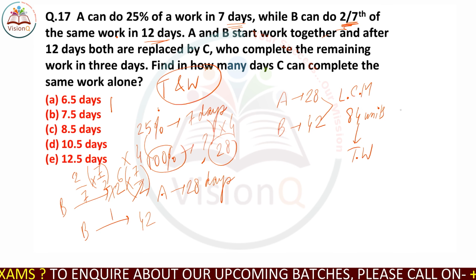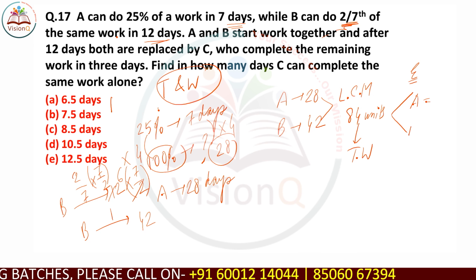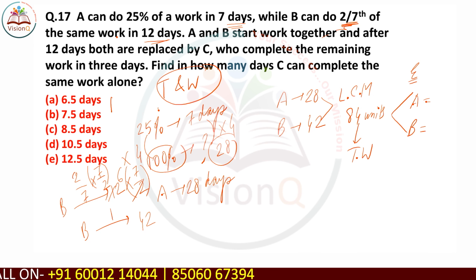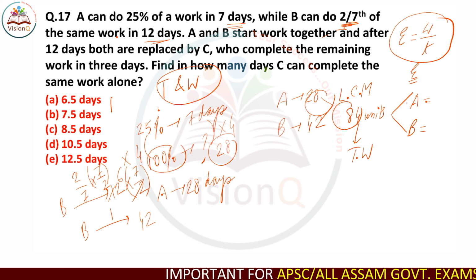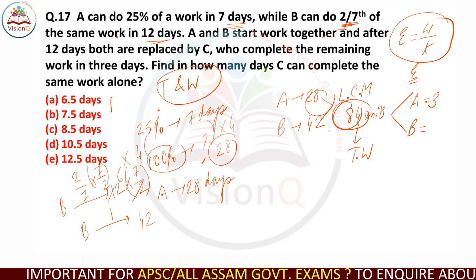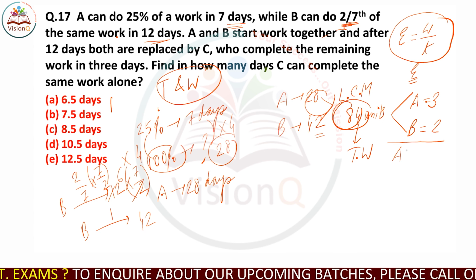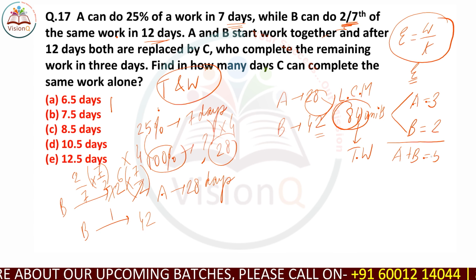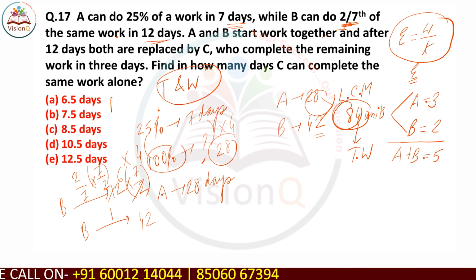After finding the total work, our next step is always to find the efficiency of the two persons, A and B. Now, to find efficiency, or 1 day work, what do we do? Work by time. If I divide work by time, I will get the efficiency of A and the efficiency of B. So 84 by 28 will be 3, and 84 by 42 will be 2. Now the efficiency of A plus B will be 3 plus 2, which is 5. Total work and the efficiency of A, B and A plus B are very important for any question of time and work or pipes and cisterns.